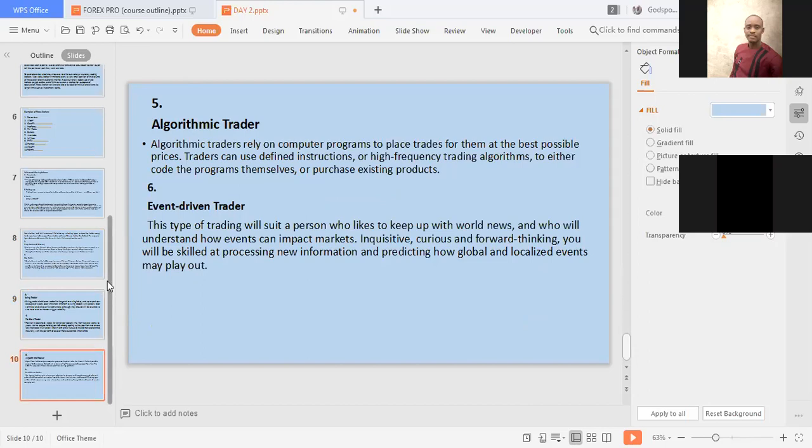Algorithmic traders. These are traders that design software and robots, or that design indicators and robots to win forex trades. Now, let me tell you something. As a matter of fact, I'm a software engineer, to the glory of God. I like adding God to everything I say because he's the one that makes everything possible. I'm a software engineer. At the moment, I am designing software and I'm almost through.